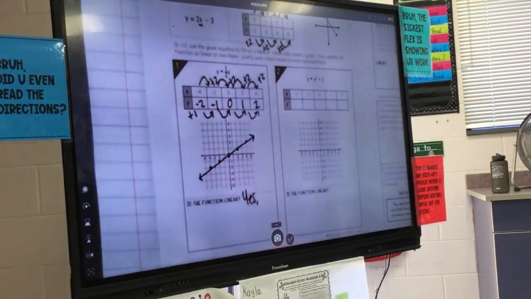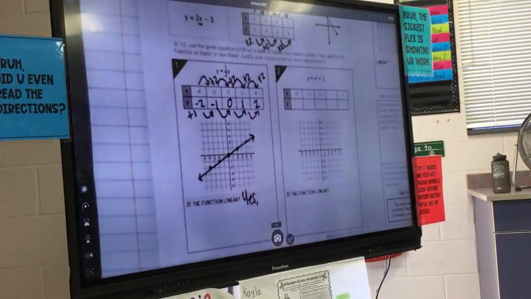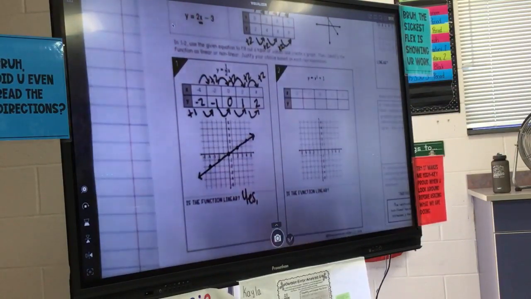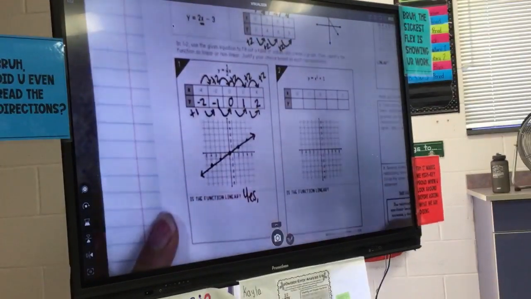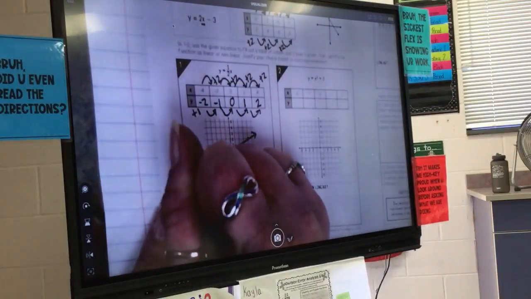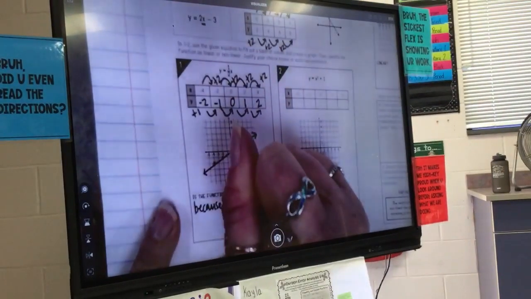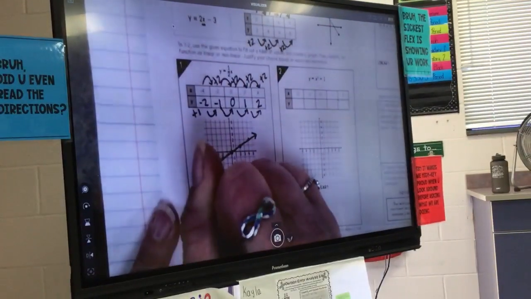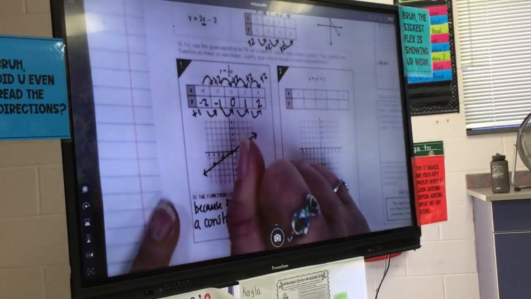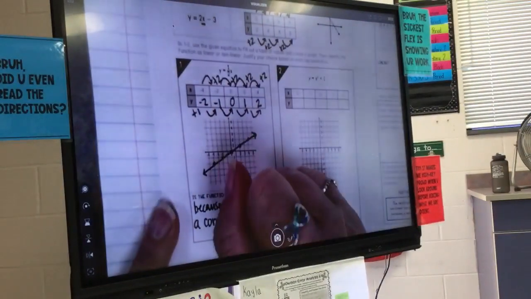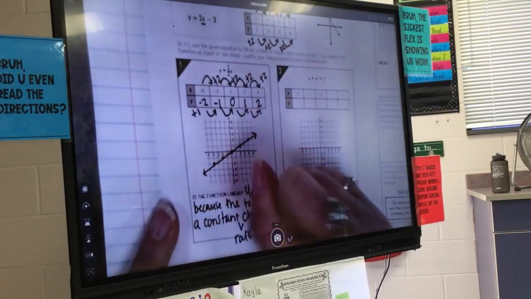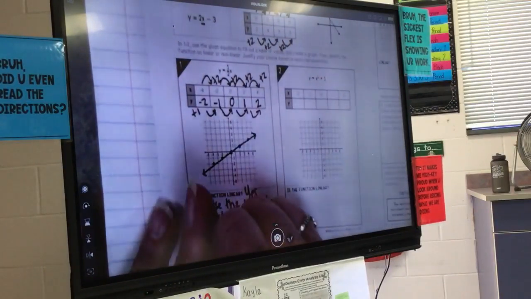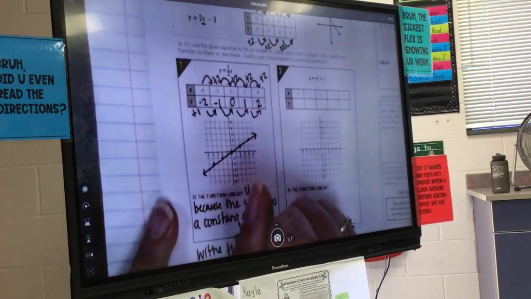So we have many reasons, and we've proved time and time again that this is a linear function. You can talk about the graph, you can talk about the table, or you can talk about the equation. So we're just going to use one that's really simple. We're going to say yes because the table has a constant rate of change with the X and Y values.